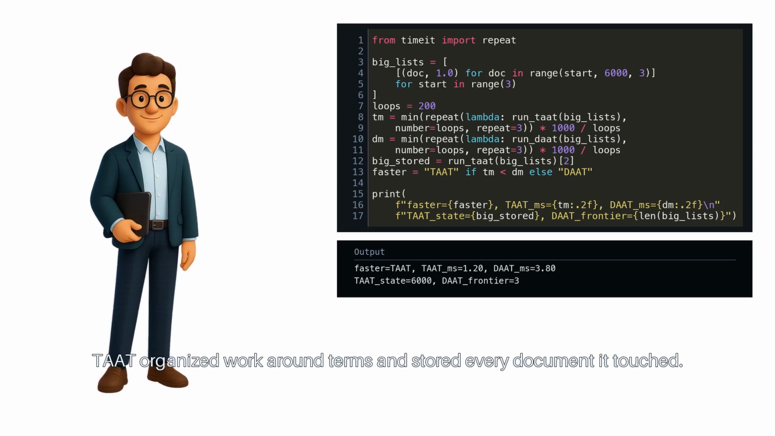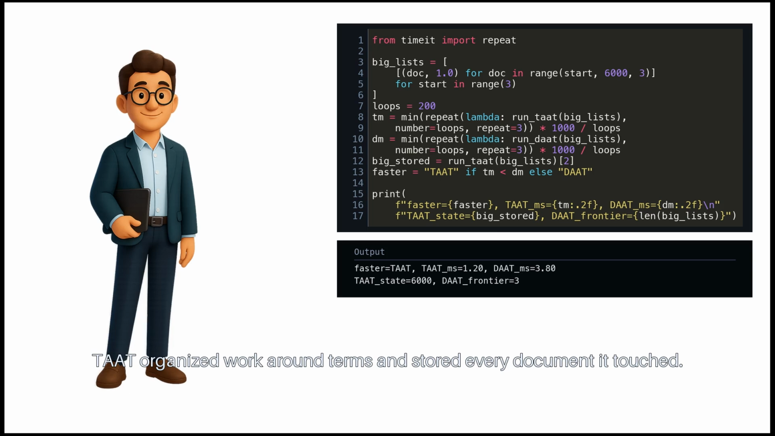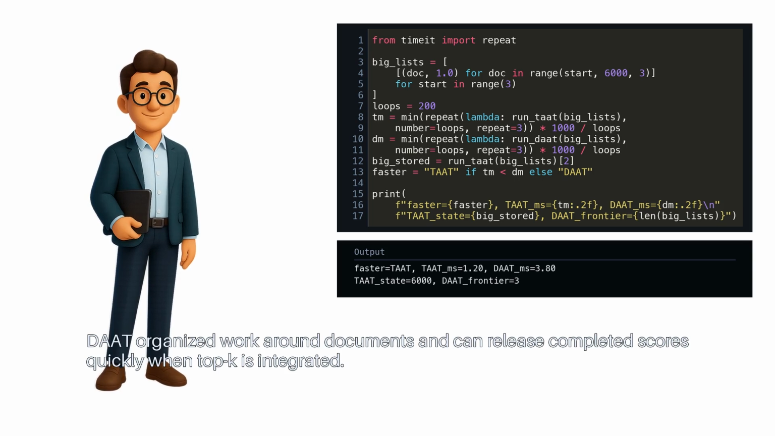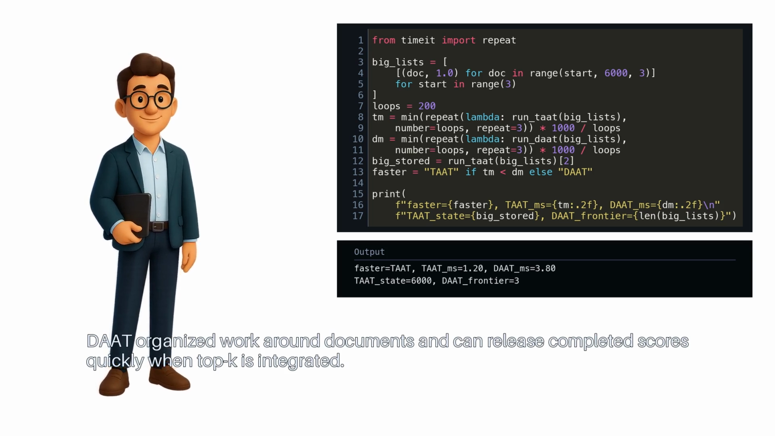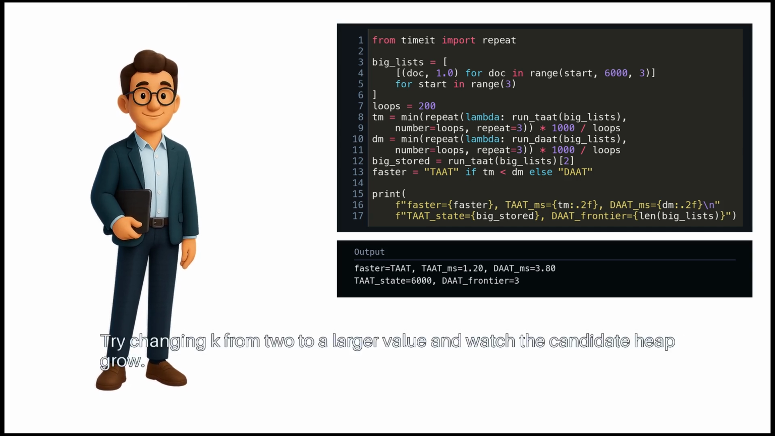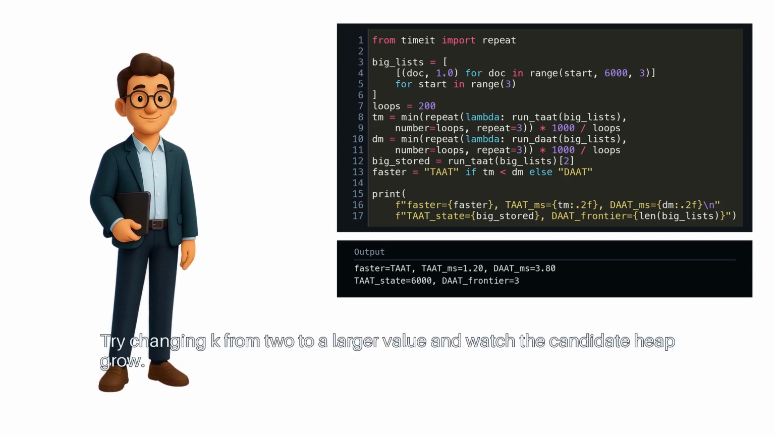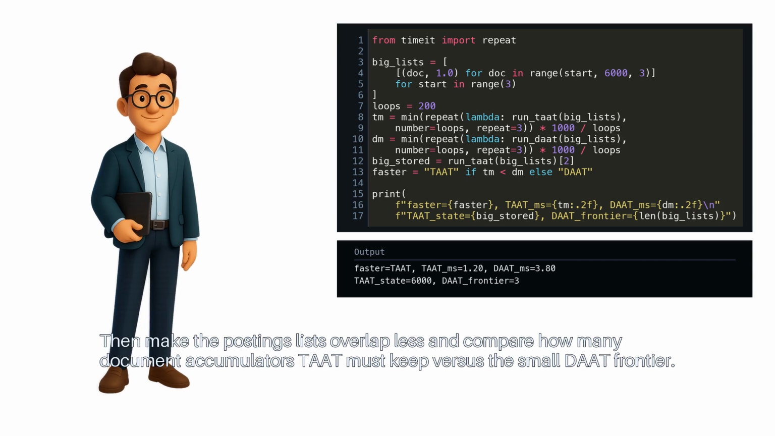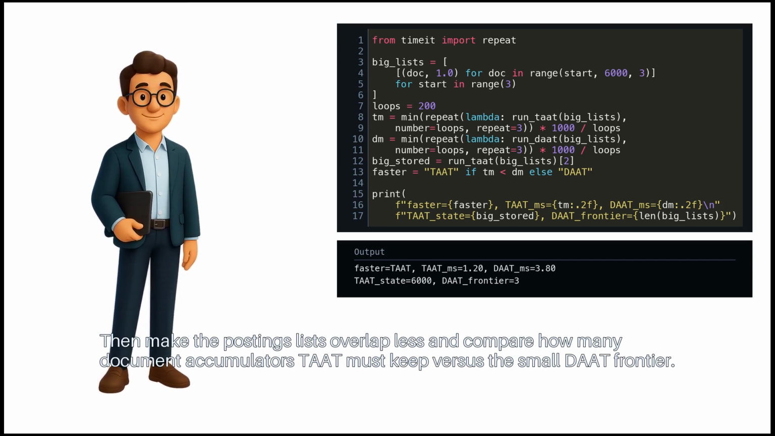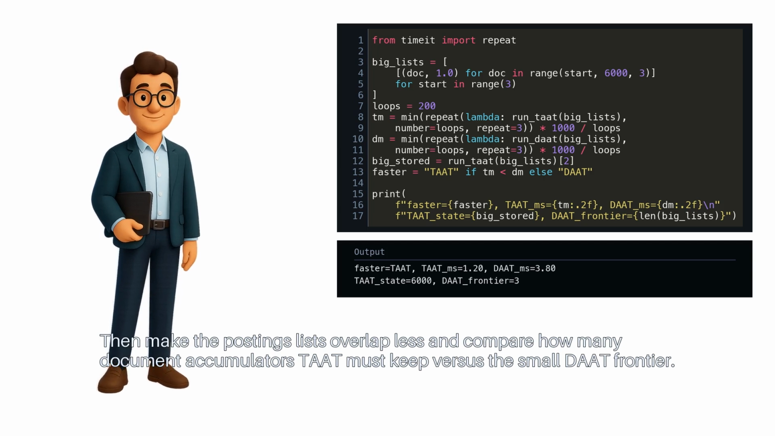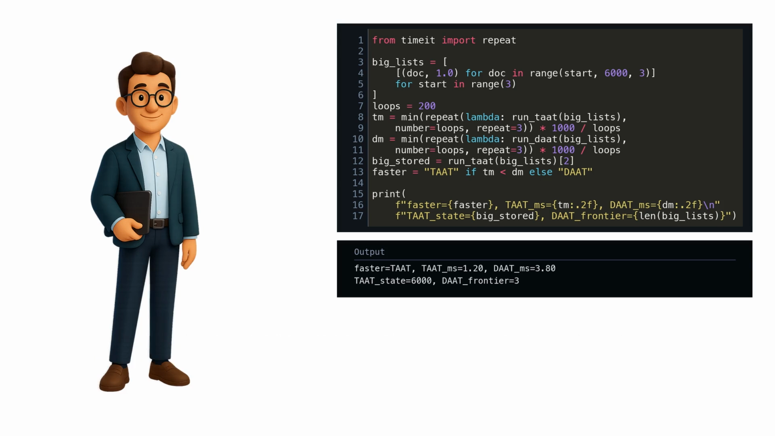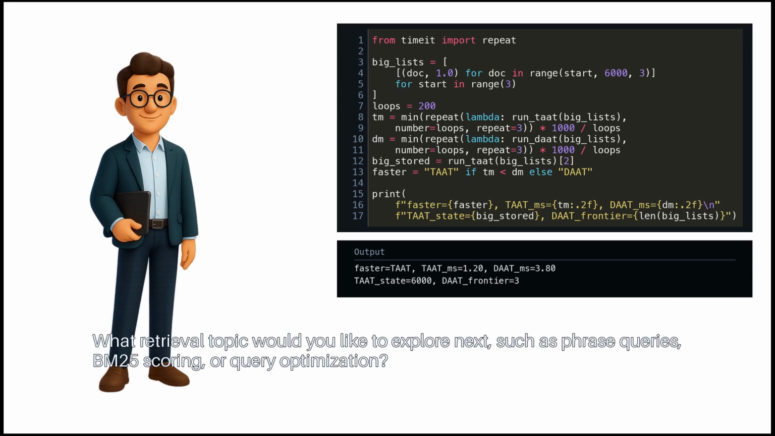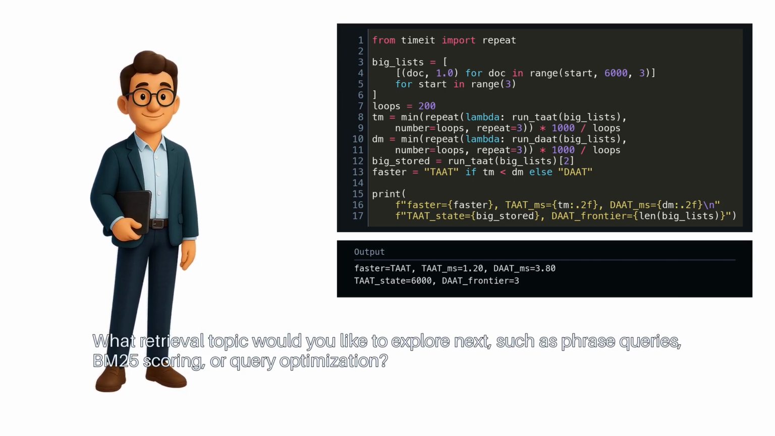TAAT organized work around terms and stored every document it touched. DAAT organized work around documents and can release completed scores quickly when top-K is integrated. Try changing K from 2 to a larger value and watch the candidate heap grow. Then, make the postings lists overlap less and compare how many document accumulators TAAT must keep versus the small DAAT frontier. What retrieval topic would you like to explore next, such as phrase queries, BM25 scoring, or query optimization?